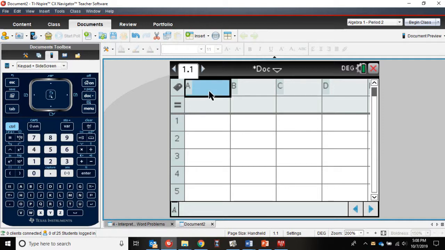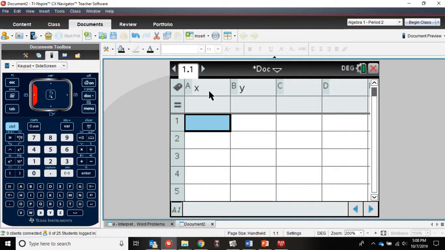So up here at A, we're going to label that as X. And we're going to scroll down by just pushing the down arrow or pushing enter. And then we're going to go over here and label this as Y. And so now I have my X and my Y. We don't put anything in the row that has the equal sign.